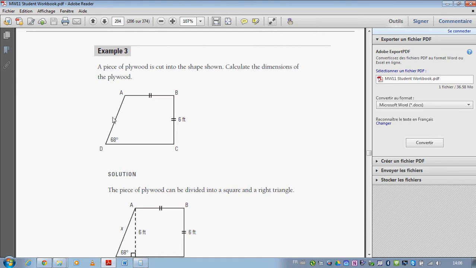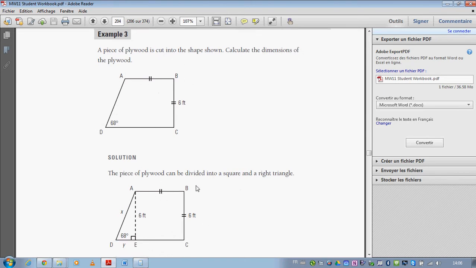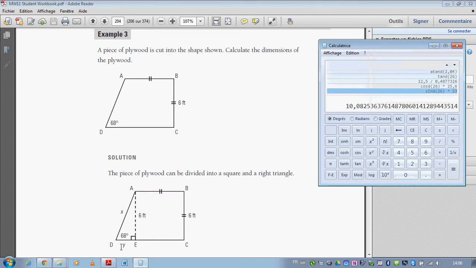And so really what you have to do is cut the shape down into two shapes, as they did over here. The reason for doing that is because now you can figure out the length of this side right here, and the length of this side here as well. By cutting that, you've now got a square, so 6 feet, 6 feet, and therefore that here is 6 feet, and that's 6 feet, and you've now got this right angle triangle right here. Then the way you solve that is simply figuring out the length of y and the length of x.